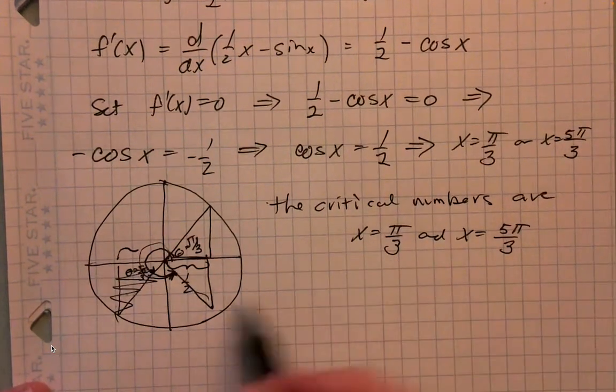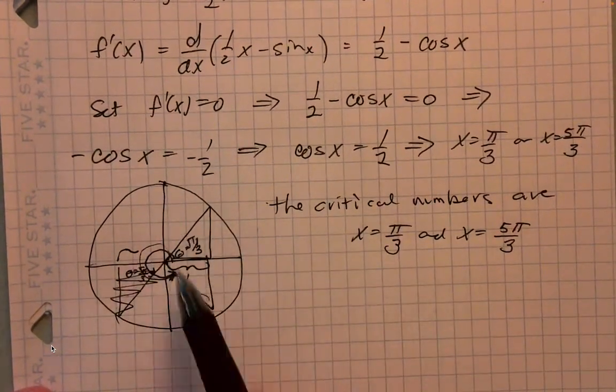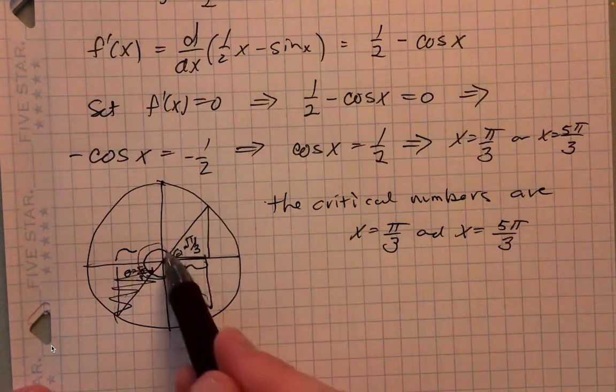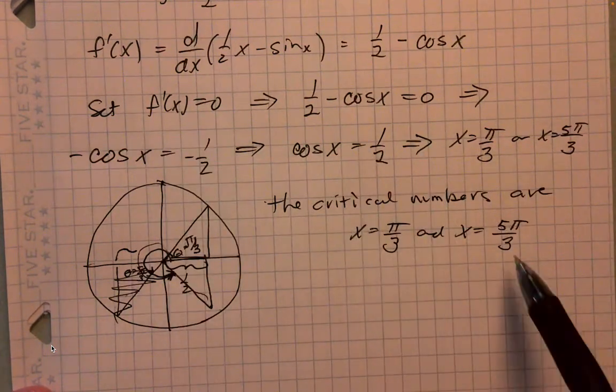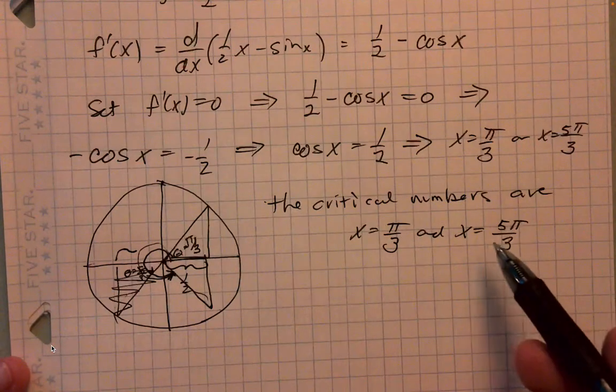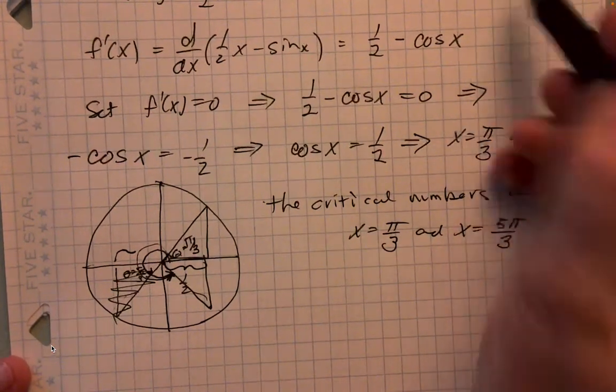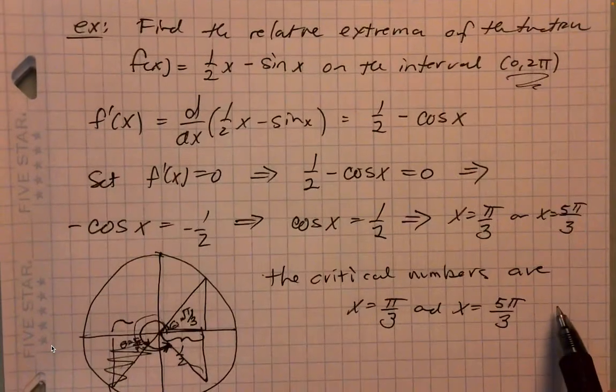Okay, but review that on your own. This is terribly messy, but basically you've got two solutions to this trig equation, and they're pi over 3 and 5 pi over 3, right? So two solutions within this interval, 0 to 2 pi.